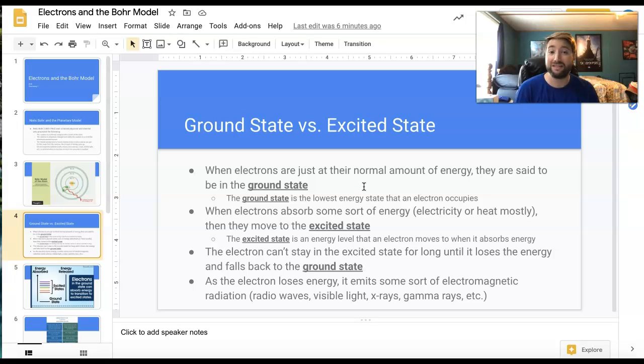And it emits this energy as a piece of electromagnetic radiation. Remember, we talked about the electromagnetic spectrum last week: X-rays, gamma rays, ultraviolet, visible light, all of those. When we did the flame test, the electromagnetic radiation that it released was visible light, in a certain wavelength of visible light. That's why we saw the different colors, which is actually pretty cool.